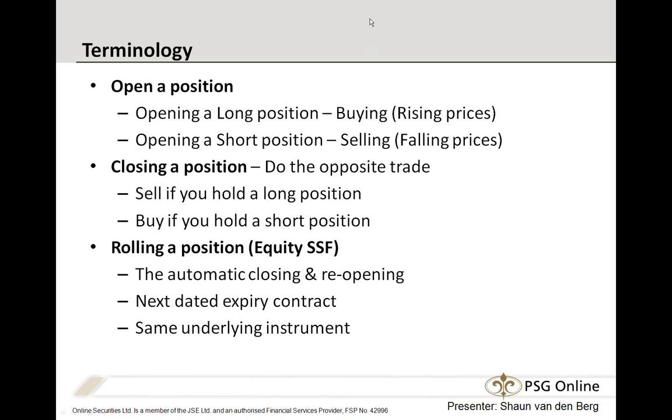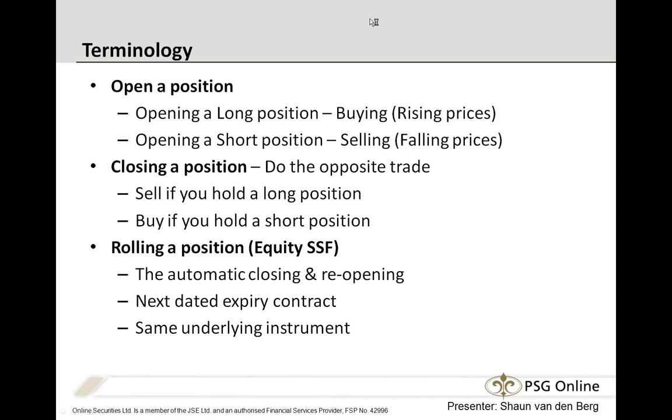So when we talk about opening a position, basically you buy something at 5 Rand and sell at 10 Rand, that's your goal. Opening a short position, you sell at 10 Rand, you buy back at 5 Rand. In both situations, you're making 5 Rand. It doesn't matter which way the market's going. When we talk about closing a position, this is where you do the opposite. So if you're in a long position, you'd sell, and if you're in a short position, you'll be buying back. So I buy at 5 Rand, sell at 10 Rand, but if I'm short, I sold at 10 Rand and I buy back at 5 Rand.